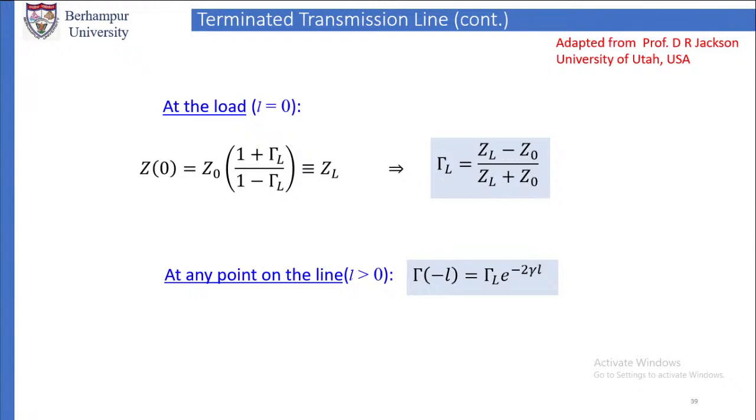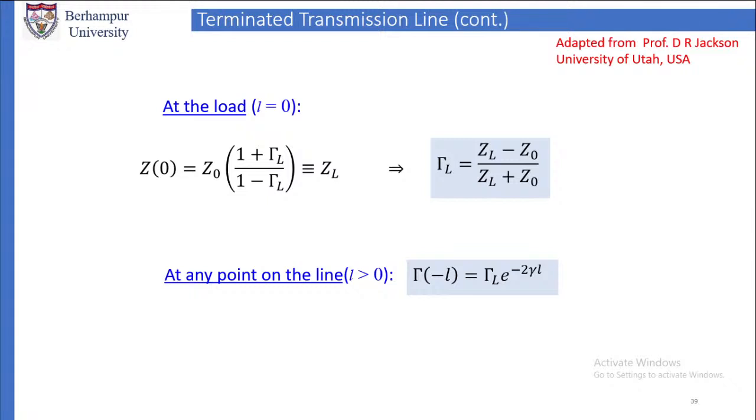So at the load, this is the impedance. ZL is called the load impedance, capital Z subscript L. Once we know Z0 is equal to this, we know Z0 into (1 plus gamma L) by (1 minus gamma L) is equal to ZL. From that you can say (1 plus gamma L) by (1 minus gamma L) is equal to ZL by Z0.